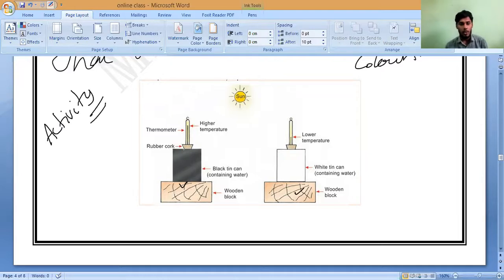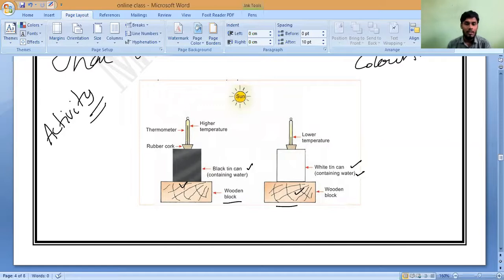For that, I am taking one black coated object with a dark color, a black tin can, which contains water. Water, because we should measure the temperature. Next, in the same way, another white coated can, a white tin can, which also contains water. I have placed them in sunlight on two wooden blocks. You can see the wooden blocks are on the same level, same height, correct?